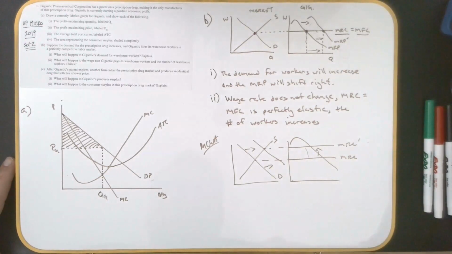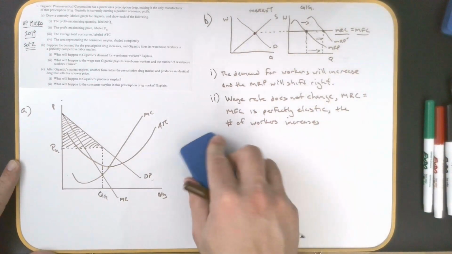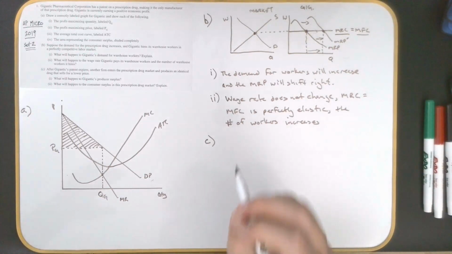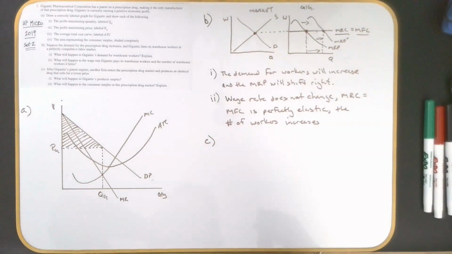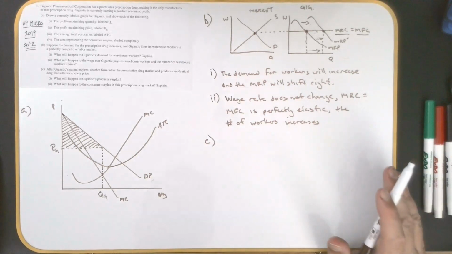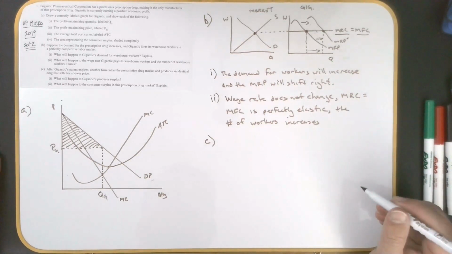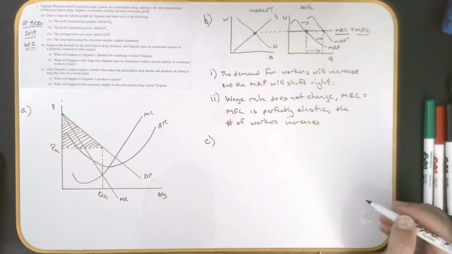All right, so that was part B. All right, let's look at C. C says, after Gigantic's patent expires, another firm enters the prescription drug market and produces an identical drug that sells for a lower price. This happens all the time when patents run out. And what will happen to Gigantic's producer surplus?